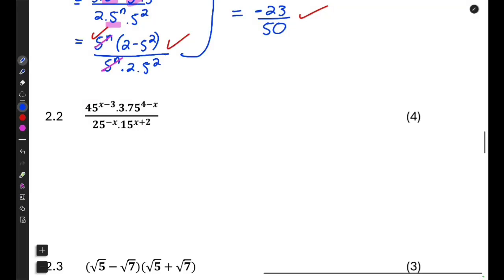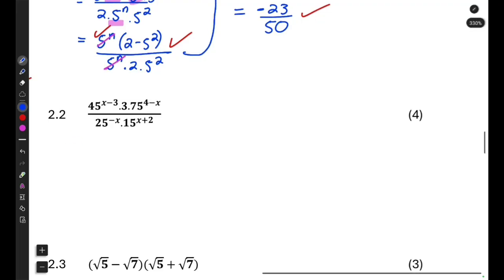Okay, question 2.2. So this is again the massive exponent fraction, but this time I do not see any pluses or minuses between the terms. So what's going to happen there is I'm going to prime factorise each base, then simplify, and then make a big base of all the prime numbers, and then I'm going to bring all the exponents to the right place. So a lot of steps.